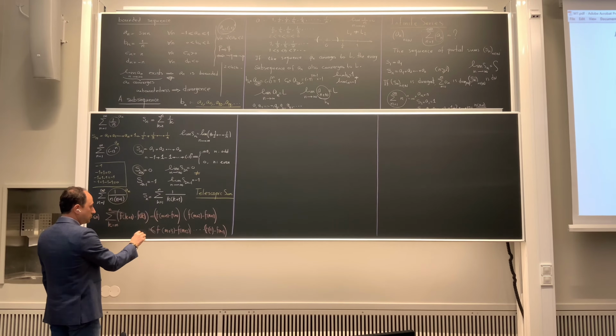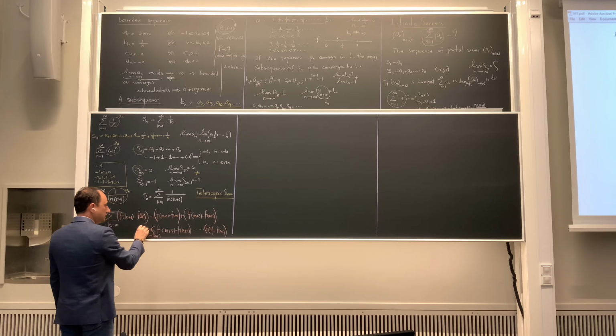So let me write it here. It becomes f of n plus 1 minus f of n. Okay. And then I have to add them. Yes, I should add them all. But it is like a telescope, yes? So these terms, one by one, will cancel each other, yes?